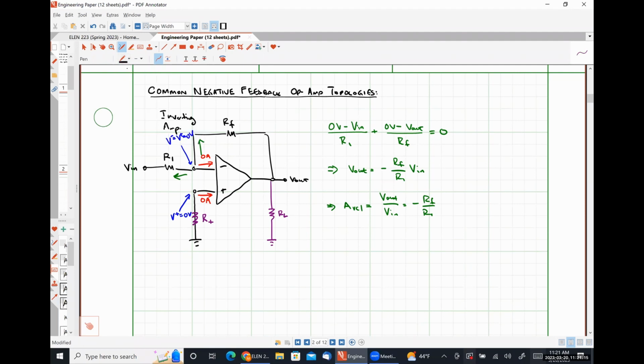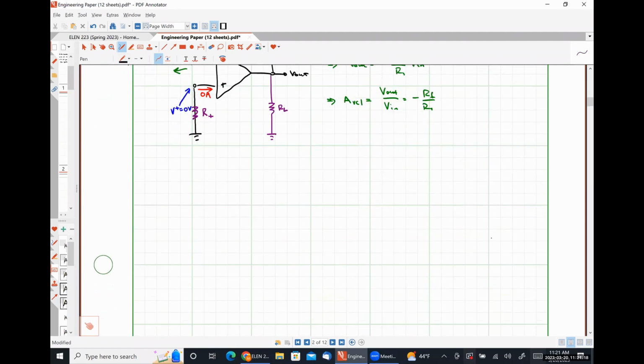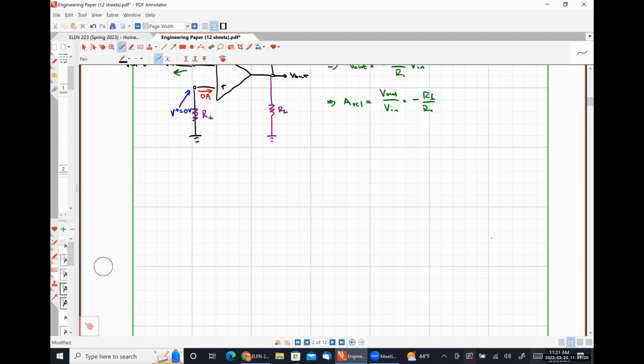Now let's look at the non-inverting amplifier.